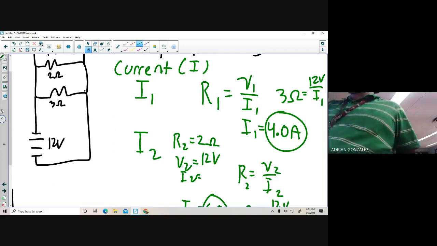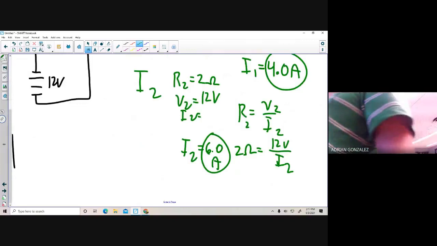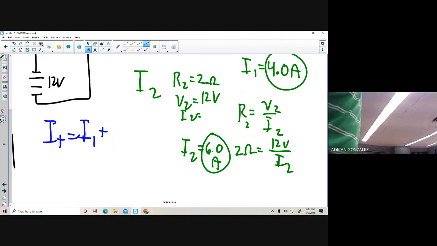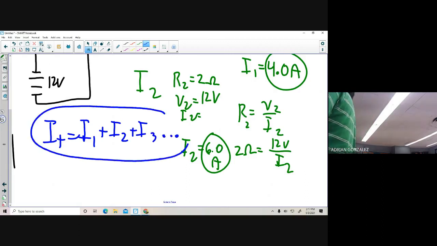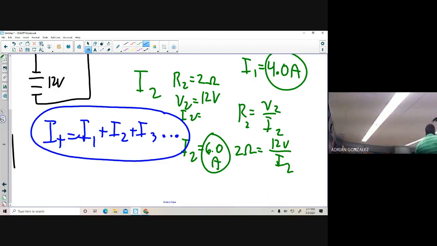Or if you want to put it in a more formula-y sort of way, like Bouger said, IT equals I1 plus I2 plus I3, dot, dot, dot. Which is very different. So you see how the voltage and the current have flipped from series to parallel?